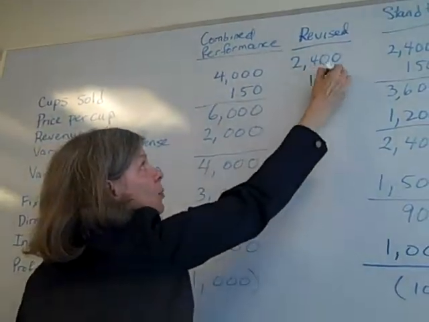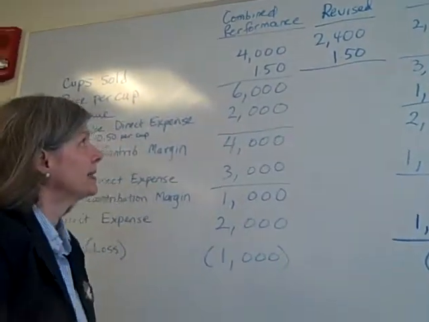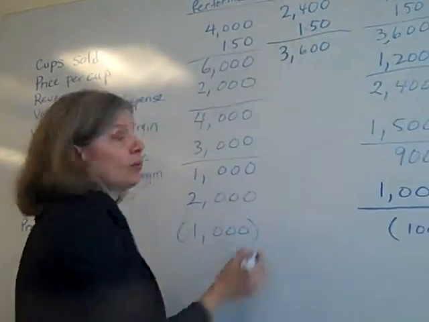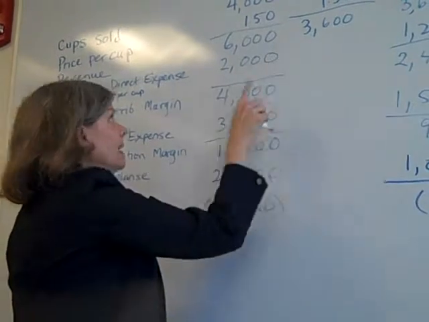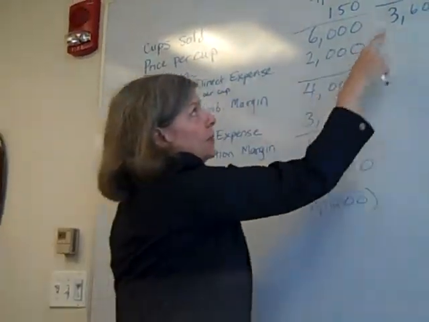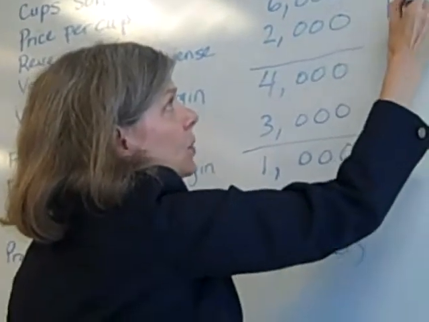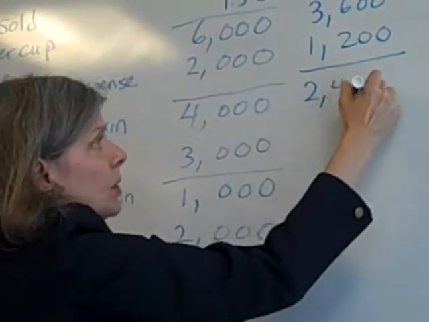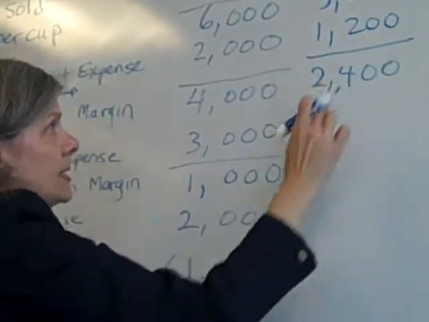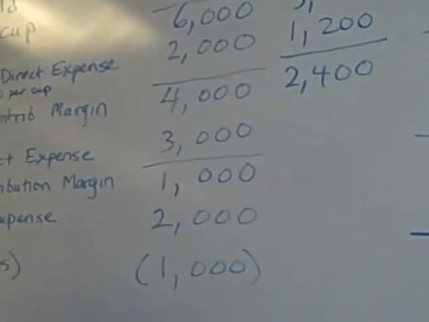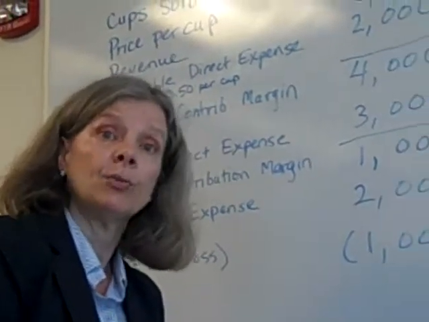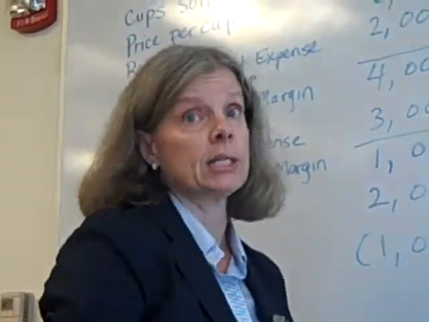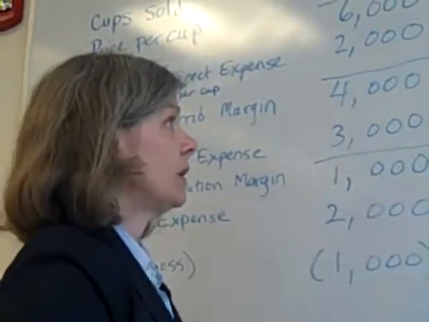Still $1.50 a cup. We're price takers in the market. We can't set the price, so we just have to accept that. We have 3,600 in revenue. Our variable direct expense is 50 cents per cup times 2,400 cups, or 1,200. So our variable contribution margin is the same as it was for Jen's stand, 2,400. That's what's left from our revenue after we've paid our variable direct expense. And this number can contribute to our fixed direct and our indirect. It's positive, so we're happy.